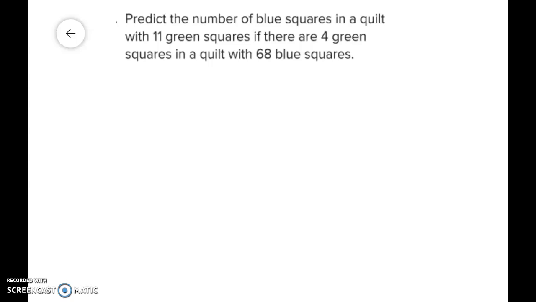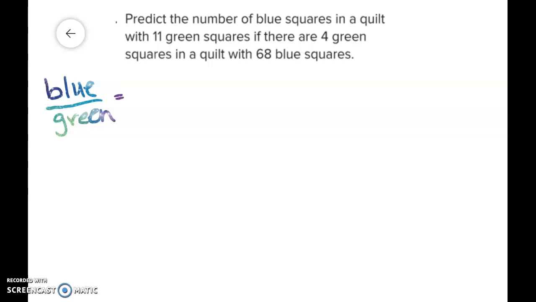All right, guys, so here's our last example for how to use unit rate to solve problems. So here we have a question that says, predict the number of blue squares in a quilt with 11 green squares if there are 4 green squares in a quilt with 68 blue squares. So just like before, we're going to identify the two things that we are comparing. So we're talking about a quilt or a blanket that has blue squares and green squares in it.